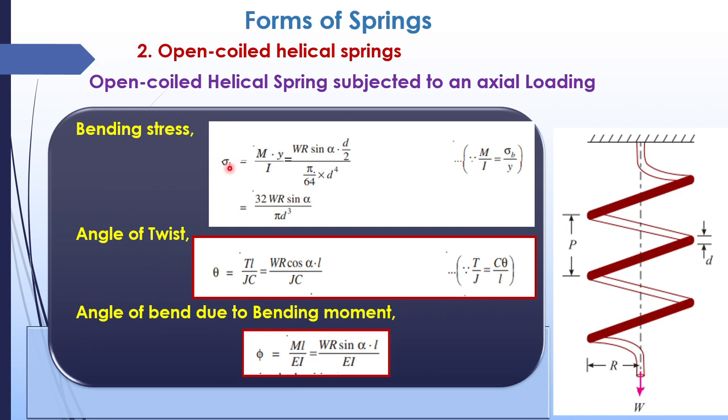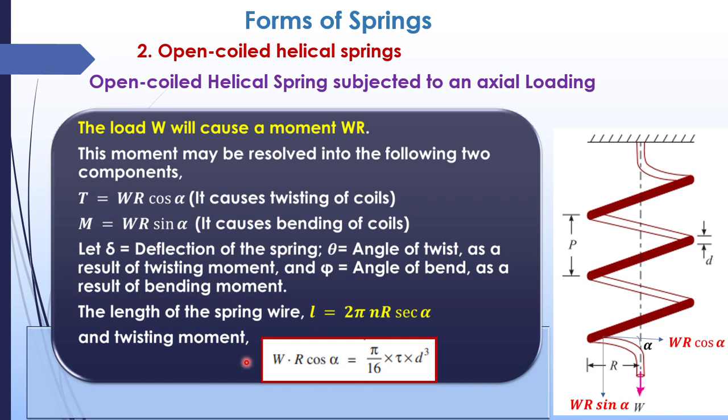Now bending stress is nothing but My by I. In the previous equation, that is in lecture 18, we have already seen the bending moment equation is My by I. So M is nothing but WR sin phi. Y is nothing but D by 2, the distance from the neutral axis to the extreme fiber. I is the moment of inertia. Moment of inertia for a circular section is pi by 64 d raised to 4. So I'll get the bending stress as 32 WR sin alpha divided by pi d cube. So bending stress you got, twisting moment you got.